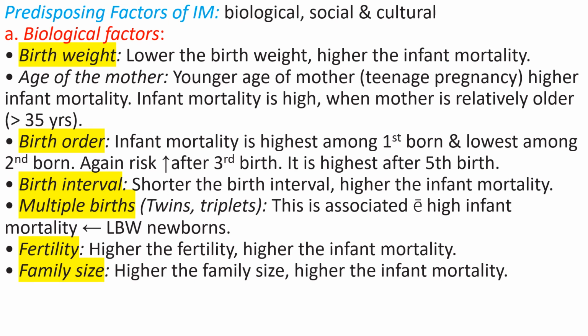Birth order: infant mortality is highest among firstborn and lowest among secondborn. Birth interval: the shorter the birth interval, the higher the infant mortality. Multiple births, twins and triplets. Fertility: the higher the fertility, the higher the infant mortality. Family size: the higher the family size, the higher the infant mortality.